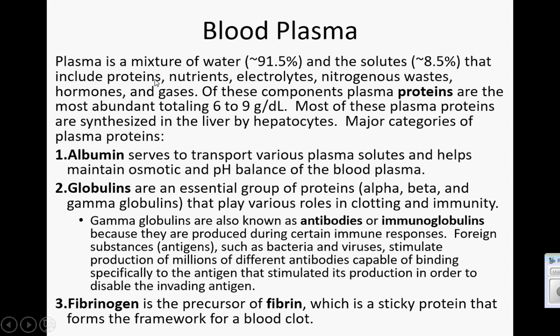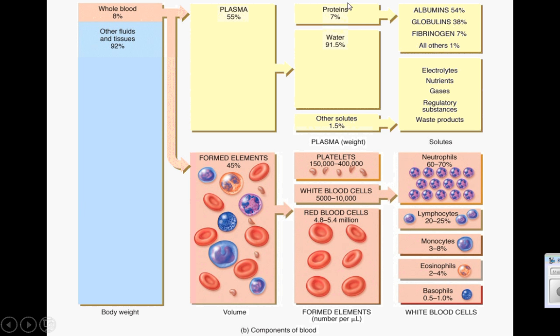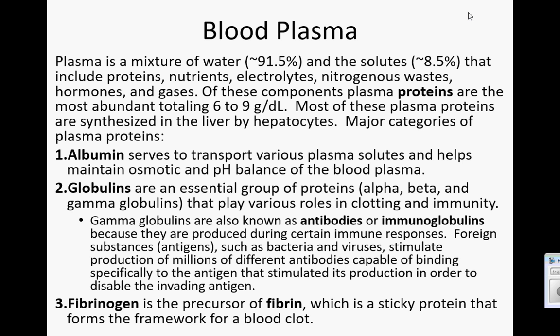Most of these are synthesized in our liver by hepatocytes, and we categorize them into 3 types. Albumin is the first type, which serves to transport various plasma solutes and helps maintain osmotic and pH balance of our blood plasma. Albumins actually are the most numerous, about 54% of our plasma proteins. Globulins are a little bit different.